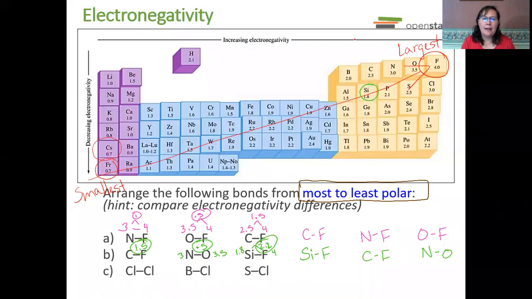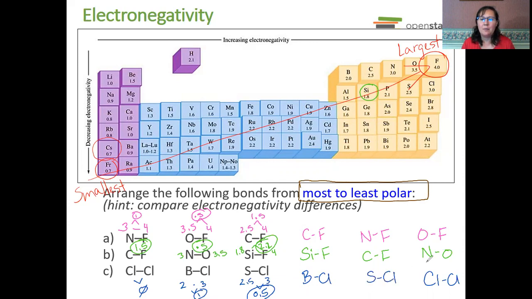All right, and now let's go ahead and look at our last one here. Well, look, chlorine to chlorine, the difference is always going to be 0 when they're the same. So we know that the least polar that we have here is the chlorine to chlorine bond. Now we look at boron. Boron is 2, chlorine is 3, so that gives that one a difference of 1. And sulfur, 2.5 to chlorine, so that one is a difference of 0.5. Okay, so now the most polar one in this list is boron to chlorine, and sulfur to chlorine goes in the middle. And that is how you would rank these from most polar to least polar.